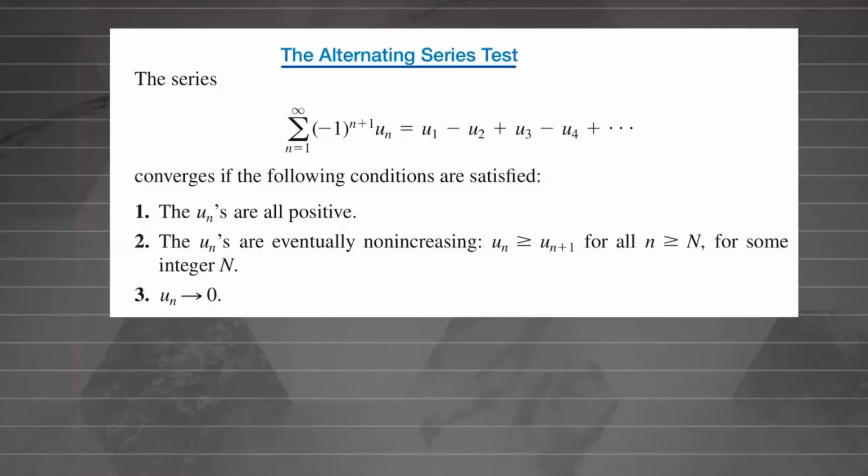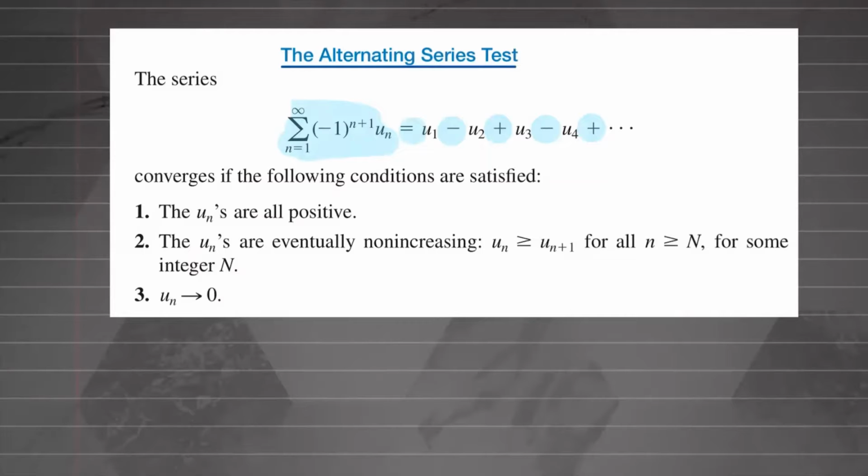Welcome, everyone. Let's go ahead and talk about the alternating series test for a series that has a particular form. Looking at a series that has this form, where you have some alternation on the terms, so you have positive, negative, and so forth, we call that an alternating series. For that particular series, we have a test to see if the series will converge or not.